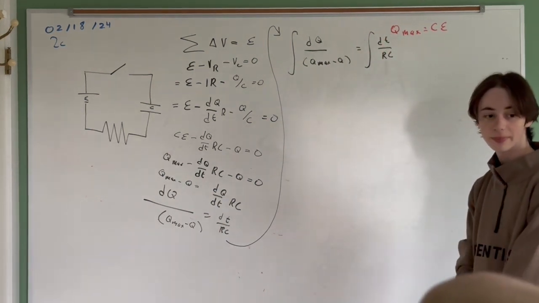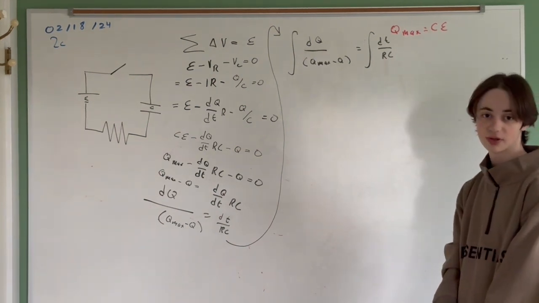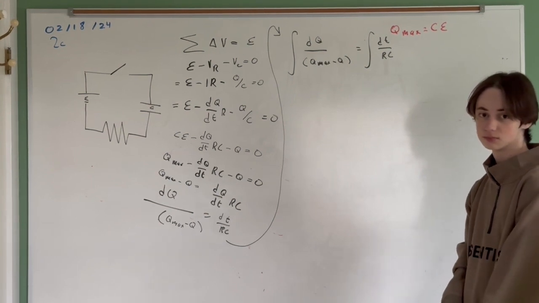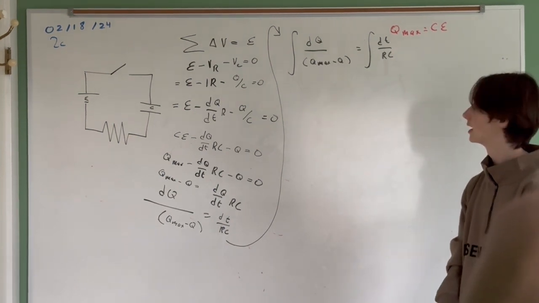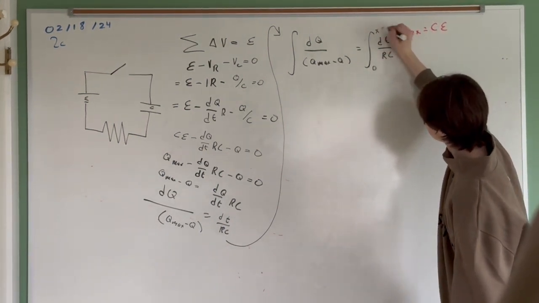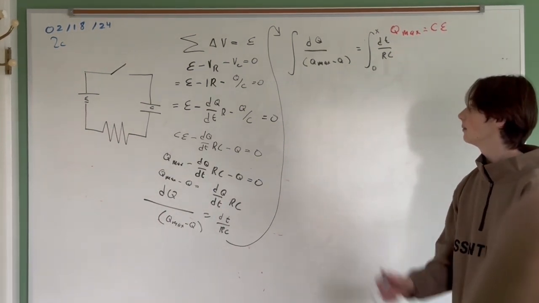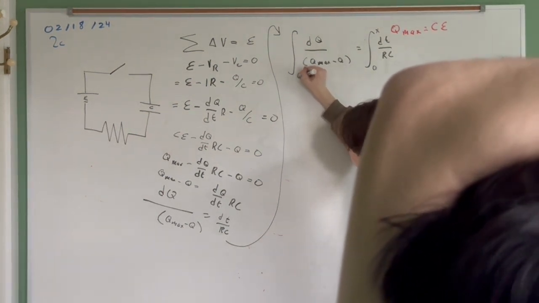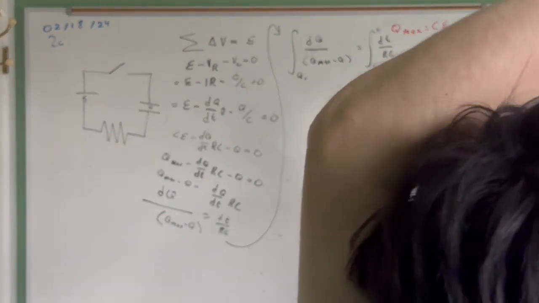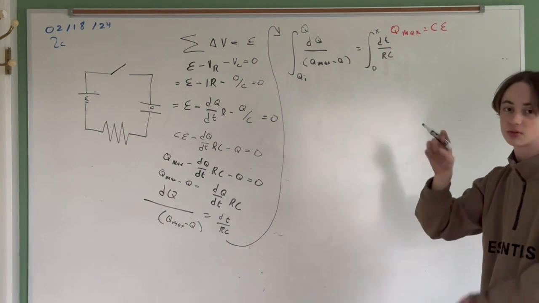What are the bounds of our integral going to be? They're going to be different for the two integrals because we have different variables. From 0 to infinity? No, we're trying to solve for it at a certain time x. So for t, we're going to have 0 to x. For q, we're going to have from q initial to q final, which is q at t equals x.